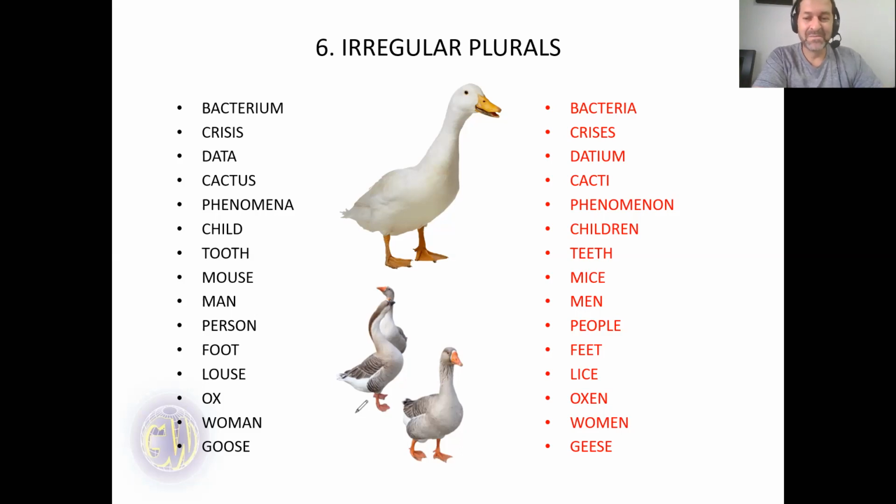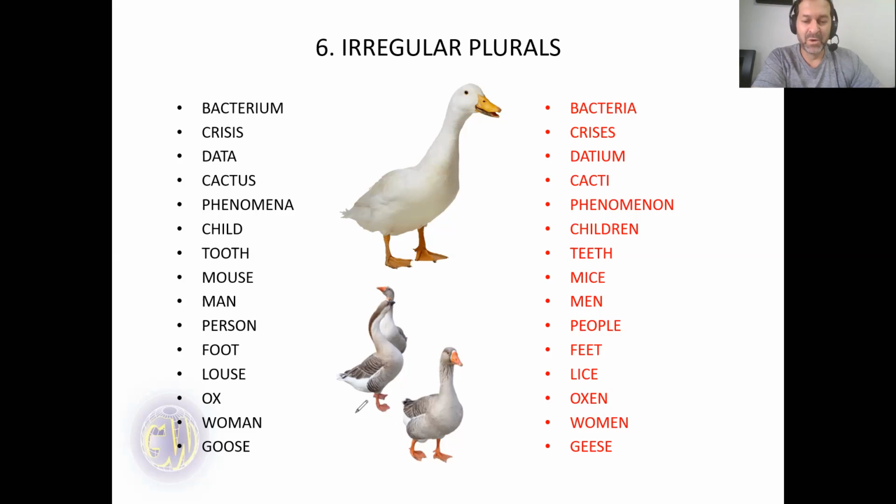Okay, mouse, mice. Mouse, mice. You have man, men. Person, people. Okay, personas, gente. Foot, feet. Louse, lice. The name for this animal in Spanish is piojo. All right, piojo. Ox, oxen. Actually, in this word, I can notice that it comes from Old English. Buey, bueyes.